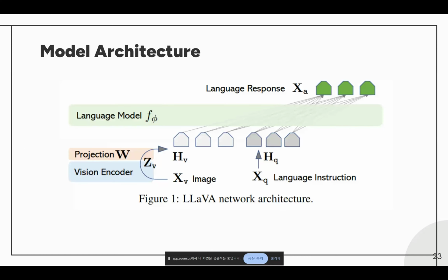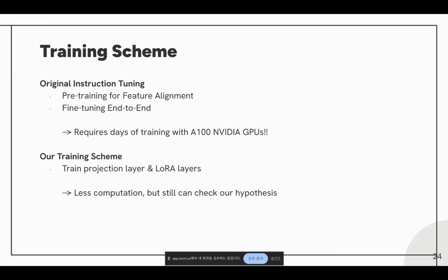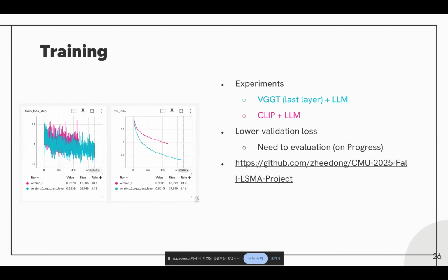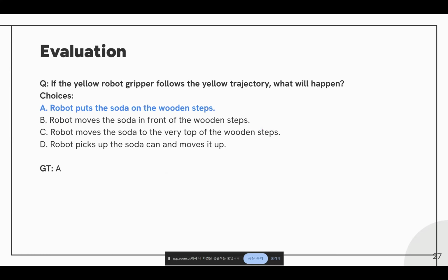The model architecture is as follows. We're using the standard LLaVA architecture. For LLaVA, you need two steps to pre-train: you need to pre-train the projection layer and then do instruction tuning, fine-tuning. But that requires days of 800 NVIDIA GPUs, so we just train the projection layer and the lower layers for less compute. The baseline model is using CLIP with an LLM, and our model is using VGGT with an LLM.